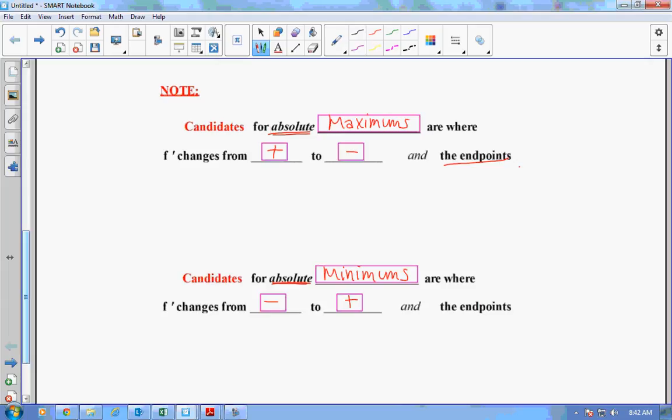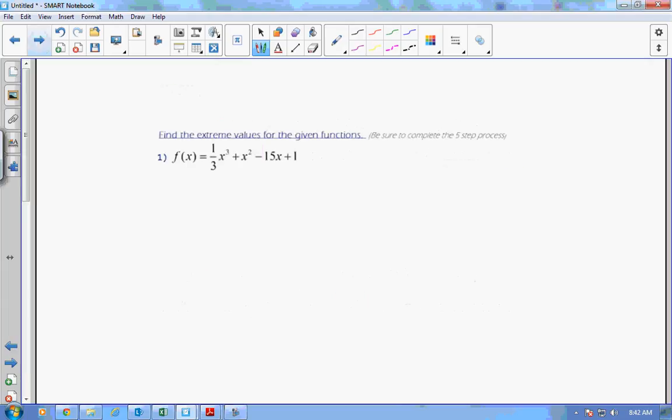Okay, flip over. Find extreme values. Be sure to complete the 5-step process which we worked on last time. First step is to do what? Find the domain. Excellent. What type of function is this? Cubic. We know cubic functions look something like this, right? So the domain is all real numbers, or you can say negative infinity to positive infinity.